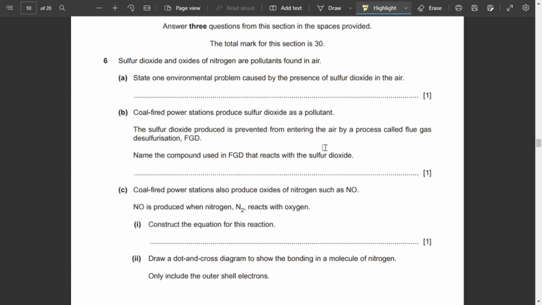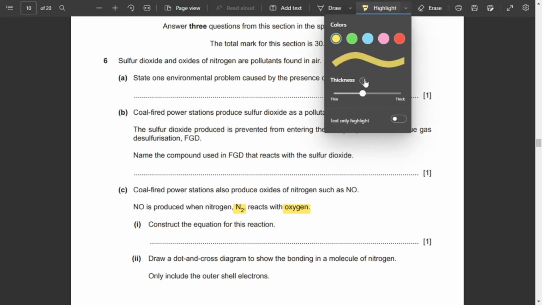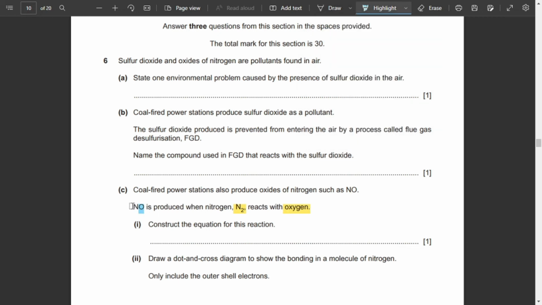Moving on to part C, coal-fired power stations also produce oxides of nitrogen such as NO. NO is produced when nitrogen reacts with oxygen. Construct the equation for this reaction. So basically, we have nitrogen over here, we have oxygen over here. These are our reactants. And this is the product. So now we need to construct a balanced equation.